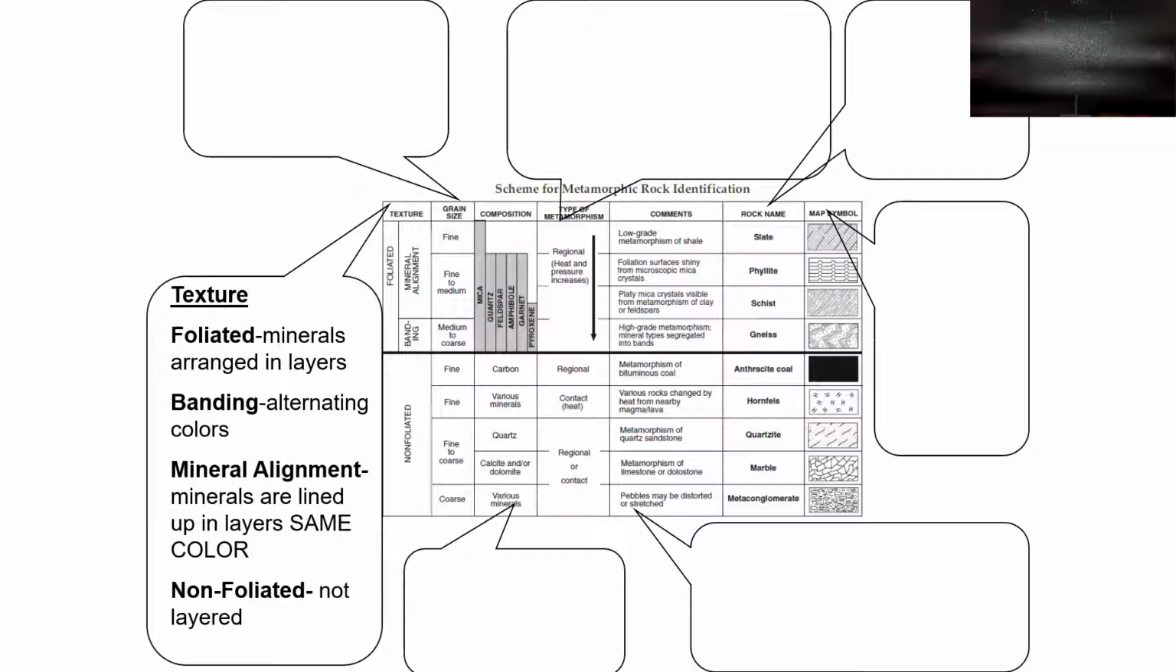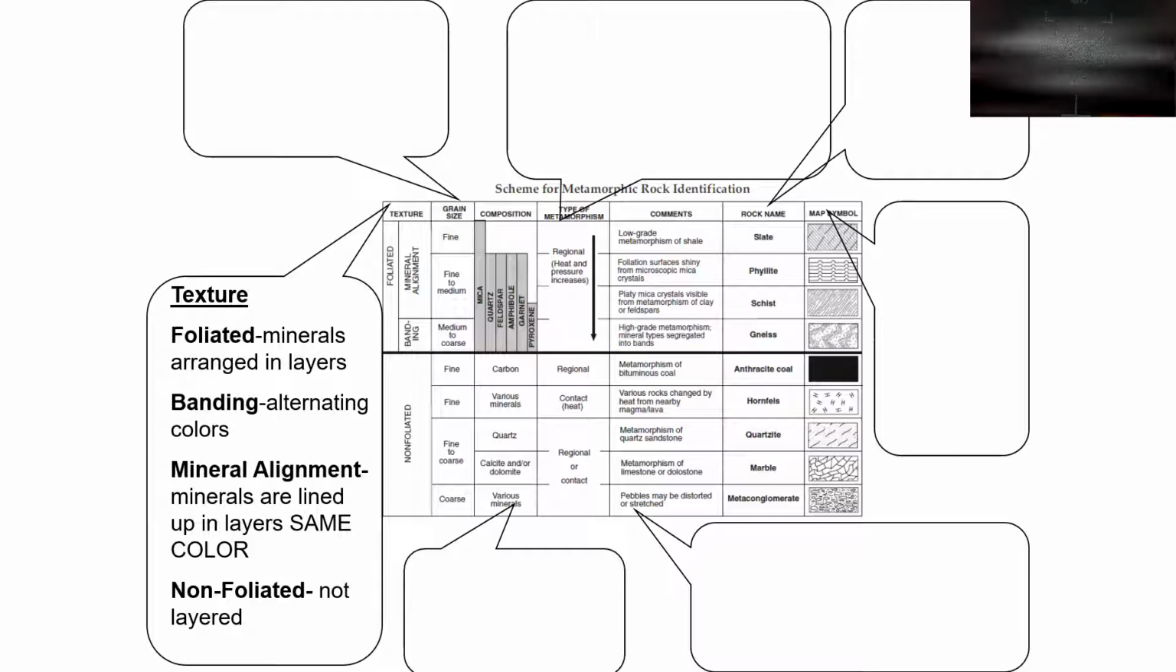So again, we have the top half of the chart is all foliated. So this whole section, slate, phyllite, schist, and gneiss are all foliated. So in general, that means they have layers. All of these will have layers. But as you can see, the rock named gneiss has what's called banding. Banding is when the layers are alternating in color, meaning it goes pink, black, pink, black, pink, black. So basically like zebra stripes.